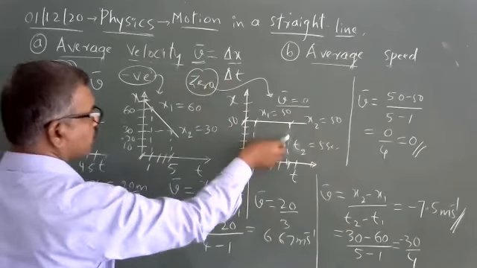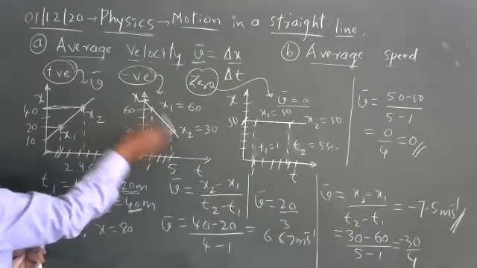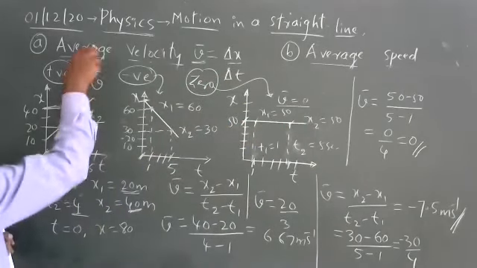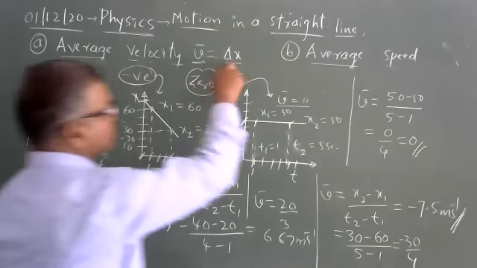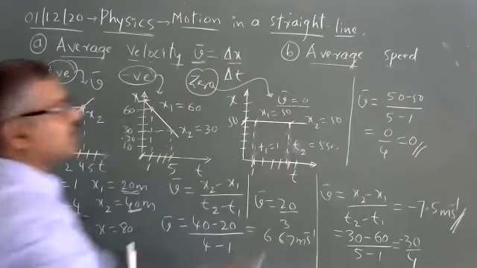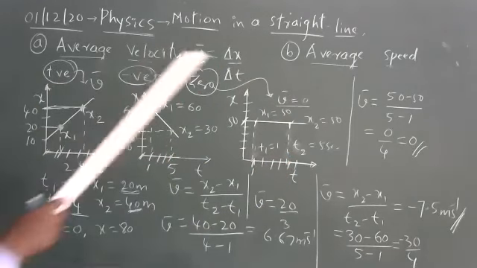This is 0 for this graph. This is negative slope. This is called positive slope. It means my average velocity is positive here. Average velocity is negative here. Average velocity is 0. So this is how average velocity is defined as change in position.